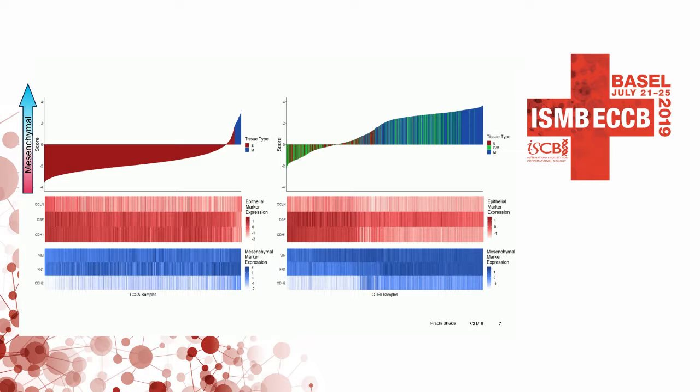So we looked at all our samples and we plotted them. Here again, TCGA on the left and GTEx on the right. We plotted them from decreasing to increasing score, and we plotted them against epithelial and mesenchymal markers, which are the two plots below, epithelial on top and mesenchymal below. And as you can see, as the score becomes more mesenchymal when moving from left to right, you see a decrease in epithelial marker expression and an increase in mesenchymal marker expression, which is really good.